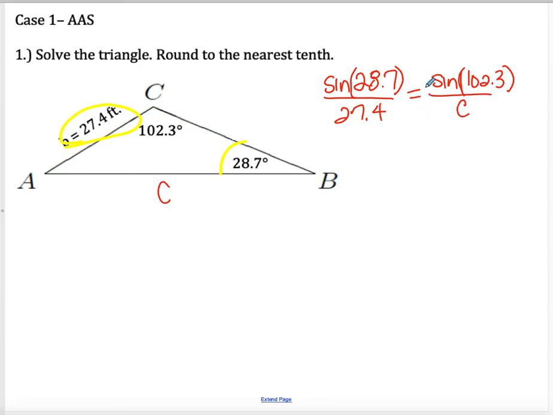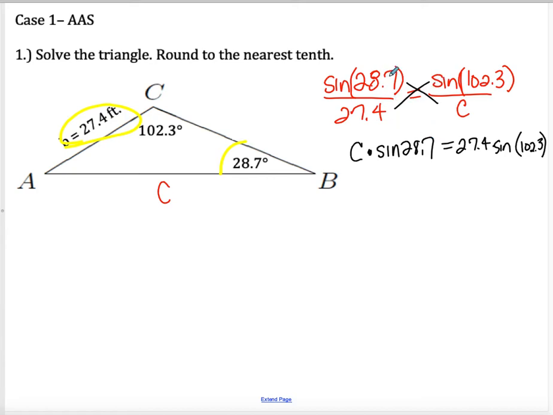Okay, we can set cross products equal to each other. This is a fraction equal to a fraction. This takes us back to solving similar triangles. This is a proportion. So I'm going to set cross products equal to each other. So little side C times the sine of 28.7 is equal to 27.4 times the sine of 102.3. Sounds like a radio station.